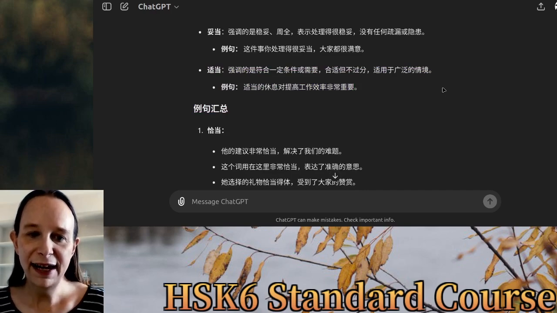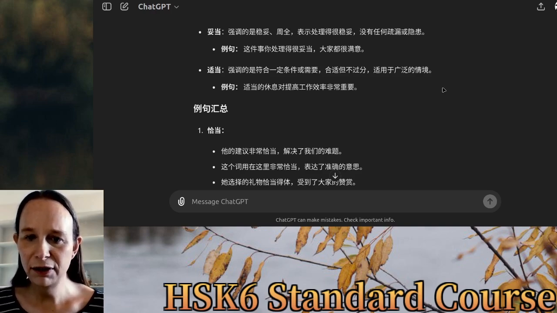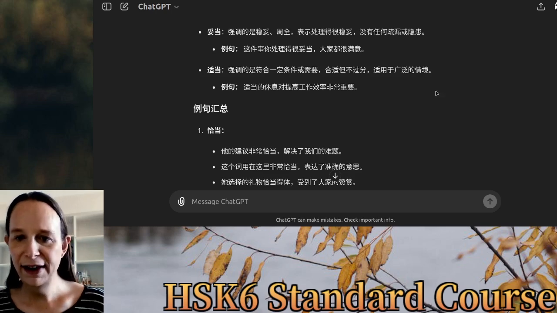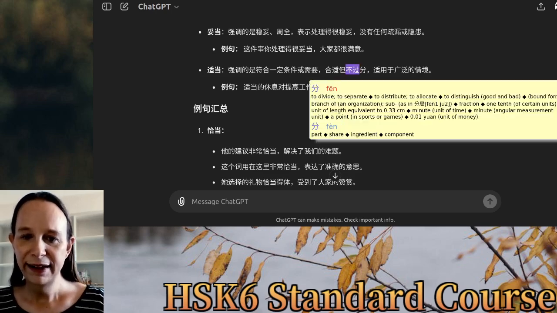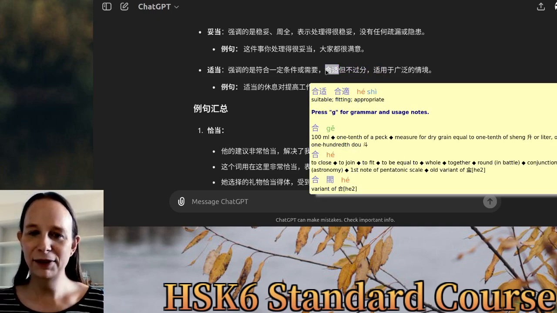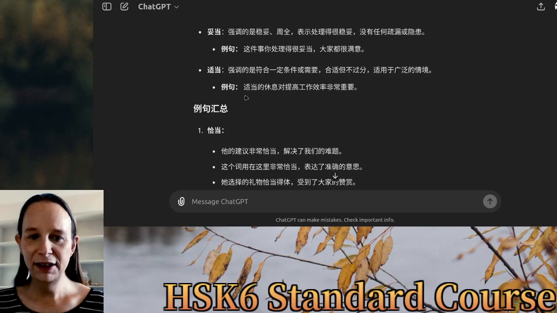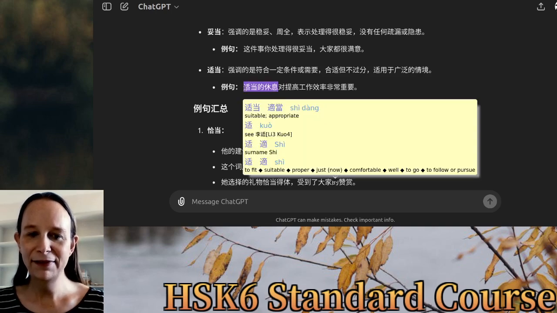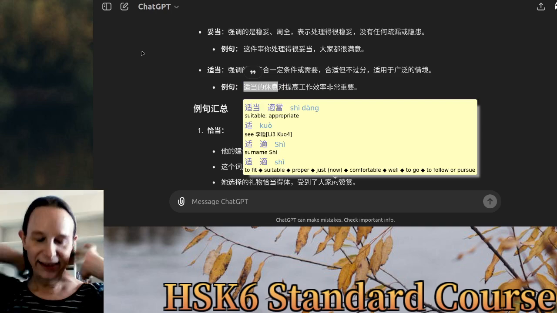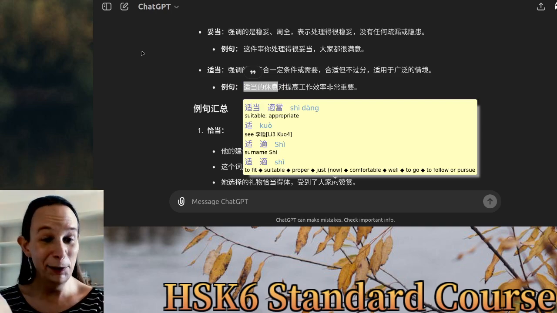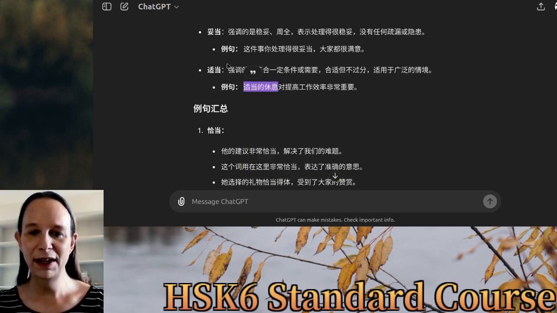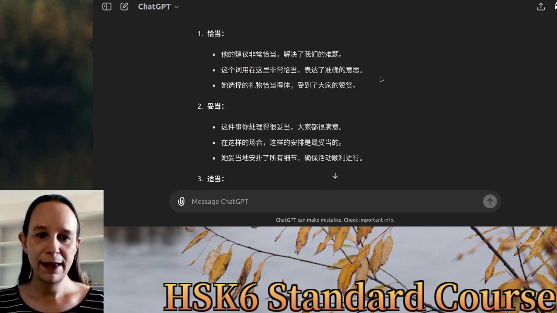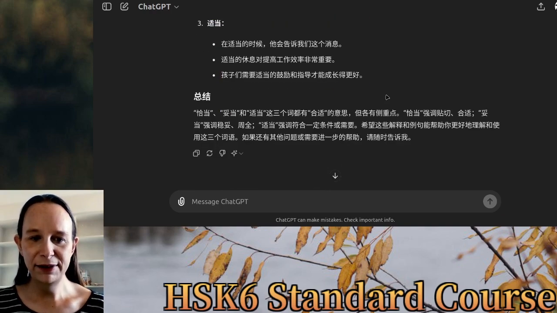是的，适当强调的是符合一定条件或需要，合适但不过分，适用于广泛的情况。So, yeah, an appropriate level, not too much. 适当的休息, yeah, an appropriate amount of rest. So this is like not too much rest. Like rest helps, but don't take it to an extreme. An appropriate amount of rest. 他们建议非常恰当. We saw these.